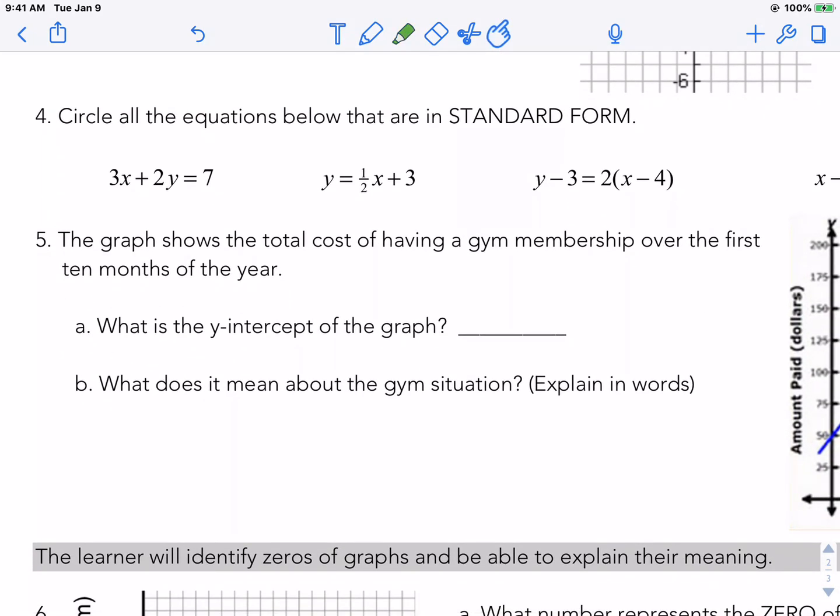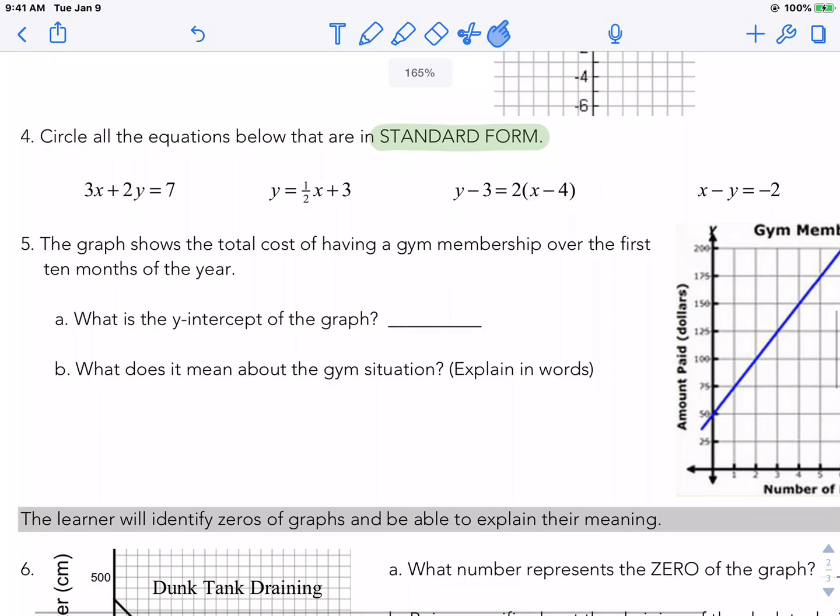And when you get to number 4, the vocabulary is talking about standard form. Pause this video at any time because I'm going to move a little fast. Standard form has to have a few key items. It has to be in AX plus BY equals C form, so the variables have to be on the same side. A, B, and C cannot have decimals or fractions, and A has to be positive. So as you're looking for those, you want to be sure that you look through the whole set because there's more than one that you need to circle, and it says circle all.